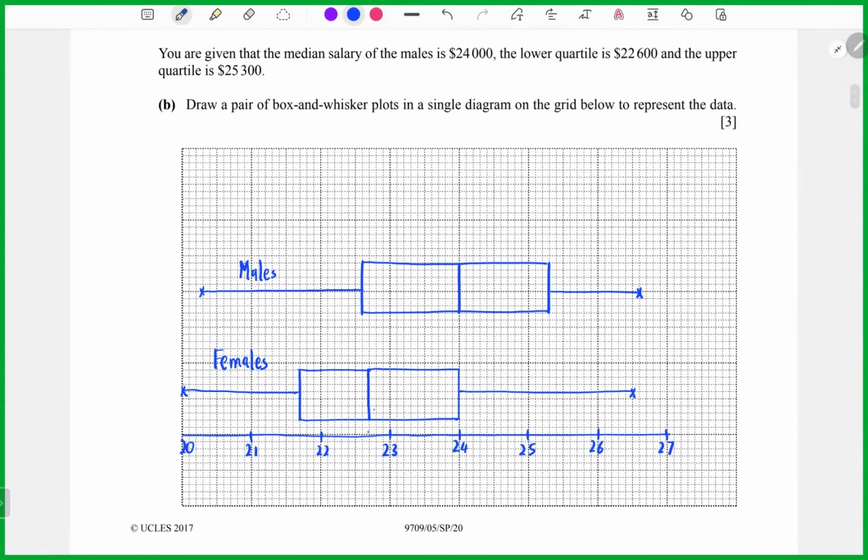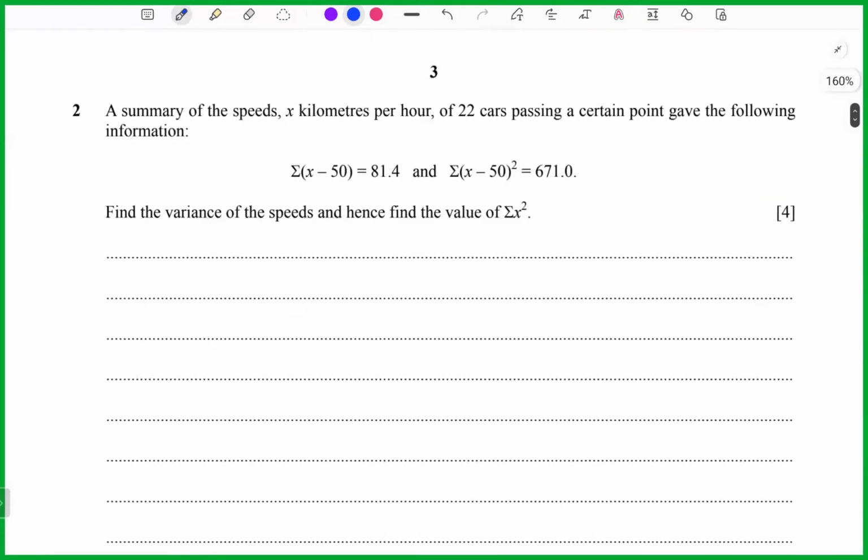Now let's look at the next question, Question 2. A summary of the speeds, x kilometres per hour, of 22 cars passing a certain point is given by the following information. Find the variance of the speeds and hence find the value of the summation of x squared. Now, how do we solve this?